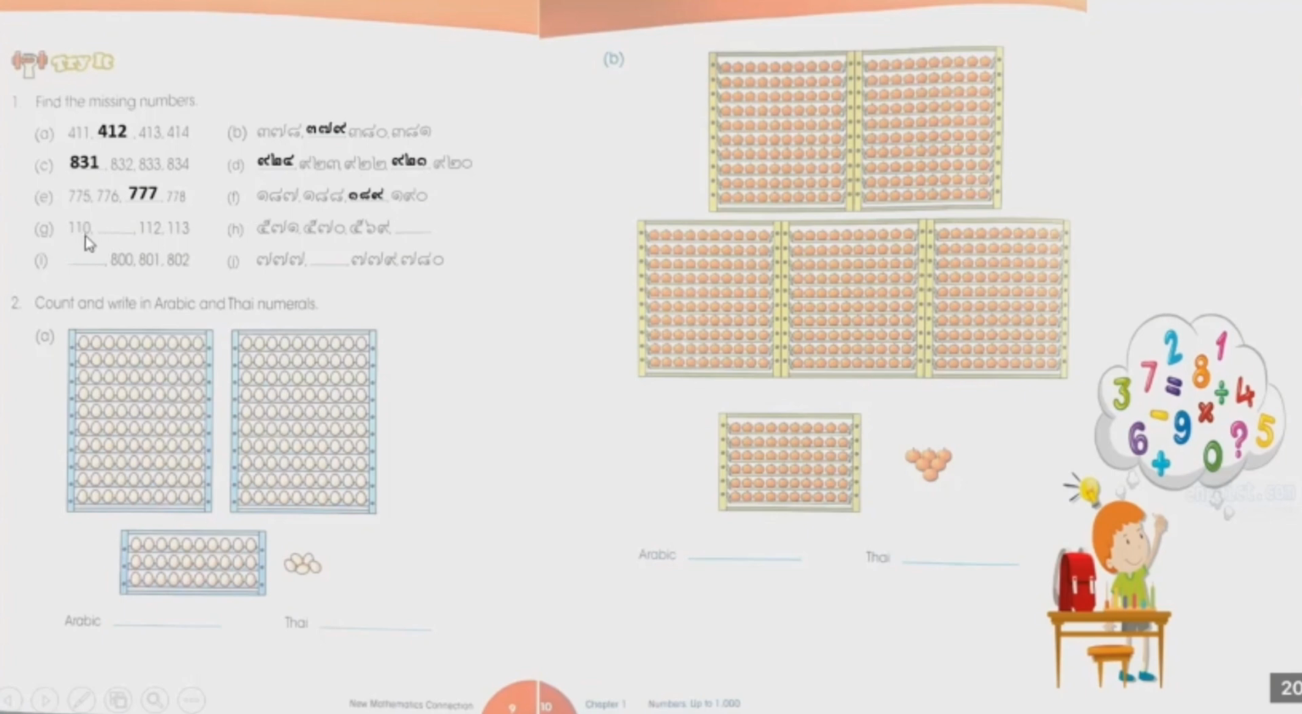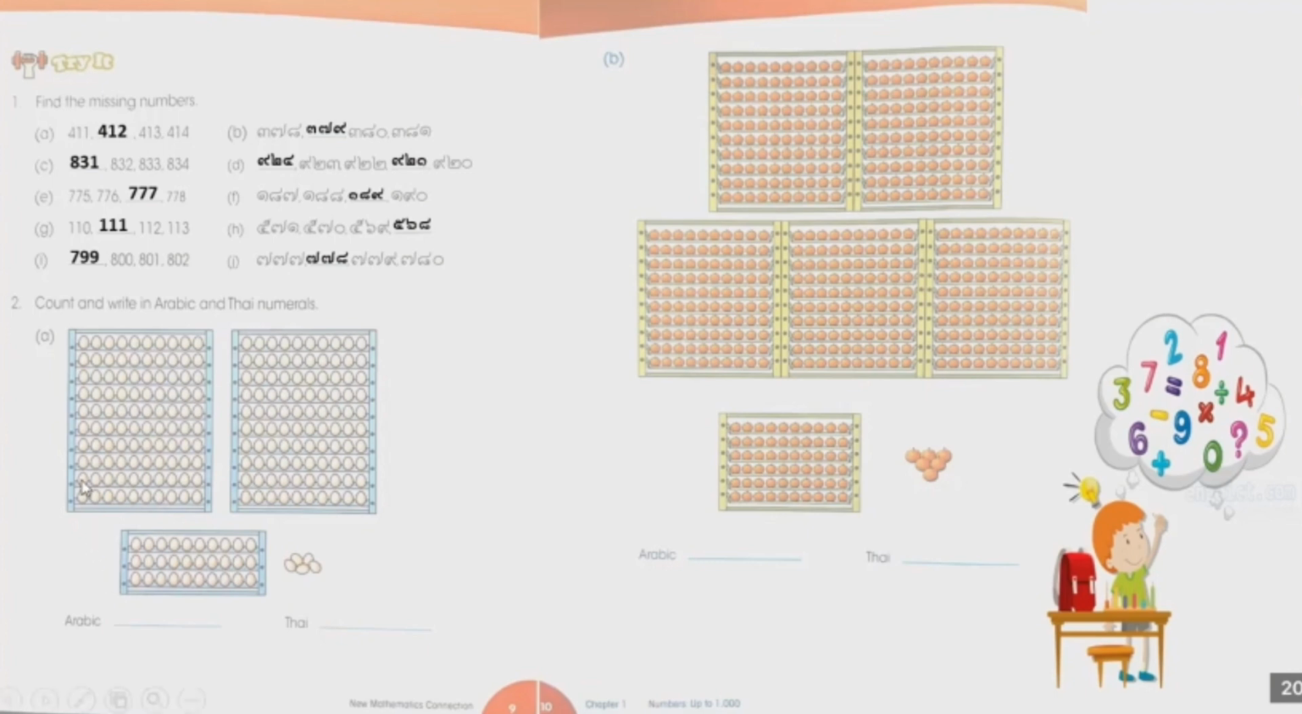Letter G, 110. Next is 111, 112, 113. And letter H, letter I, what number comes before 800? What do you think? Next to 800 is 801, next to 801 is 802, but the question is, what is the number that comes before 800? You got it, 799. And letter J.